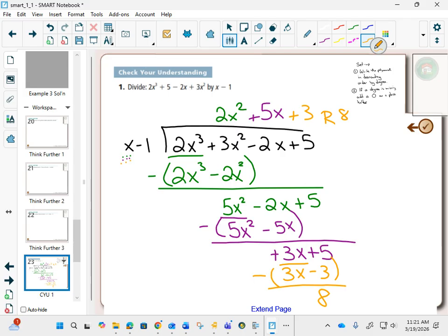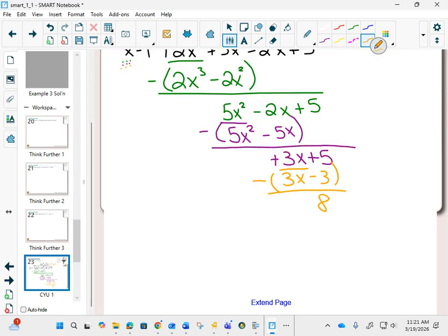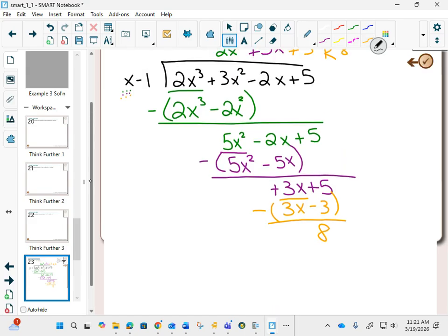So there's a remainder, which means that 2x cubed plus 3x squared minus 2x plus 5 does not perfectly divide by x minus 1. The closest you can get, so if I rewrite what this statement means, the closest that we can get is that 2x cubed plus 3x squared minus 2x plus 5 is equal to x minus 1 multiplied by 2x squared plus 5x plus 3.